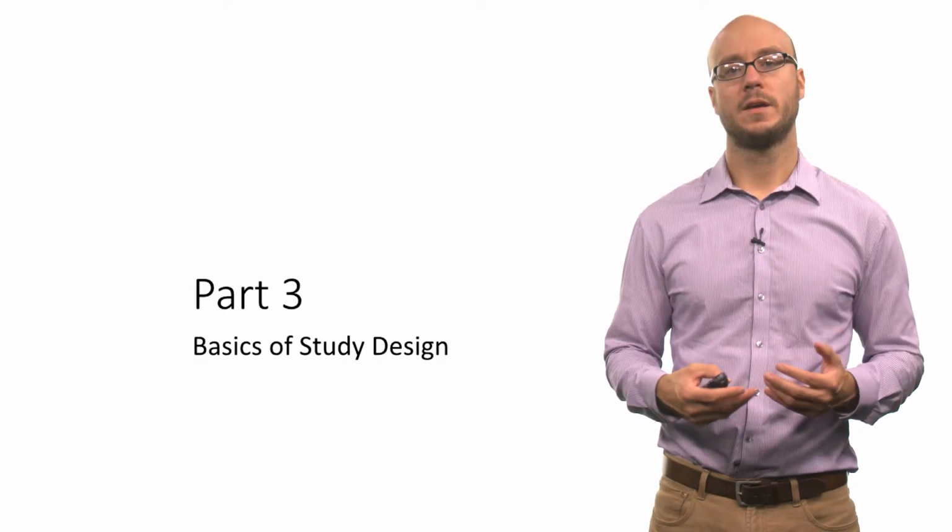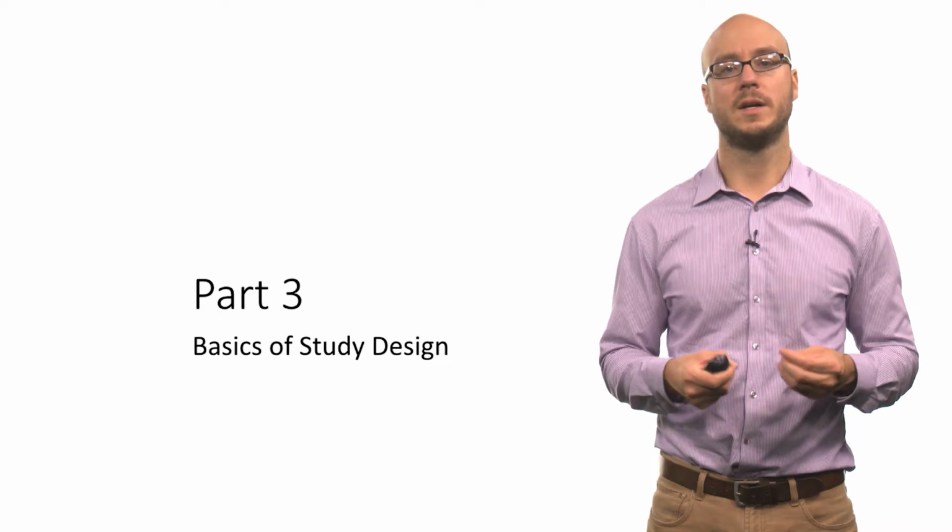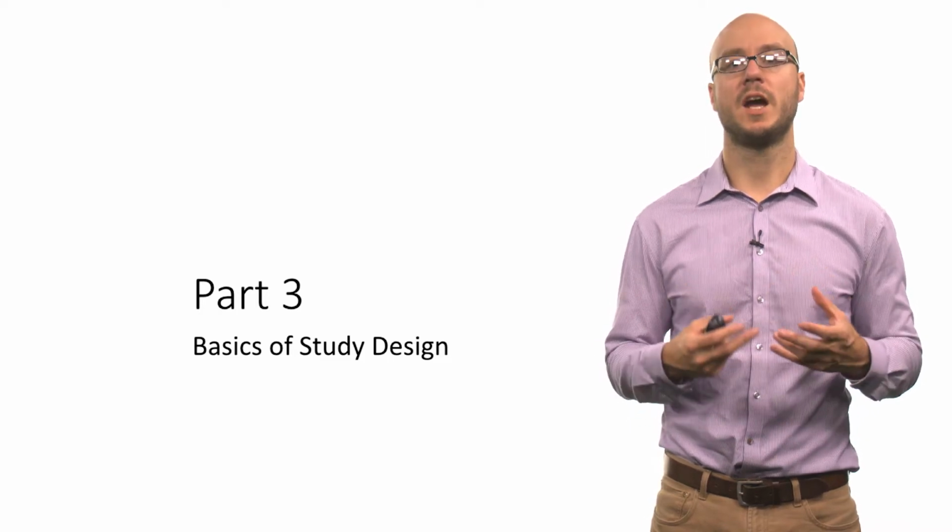For part three in our discussion about data and what statistics is all about, we're going to talk about some of the basics of study or research design. In statistics, you have these two main kinds of studies that you often encounter: observational studies and experimental studies. So we're going to talk a little bit about those two major types of research studies.